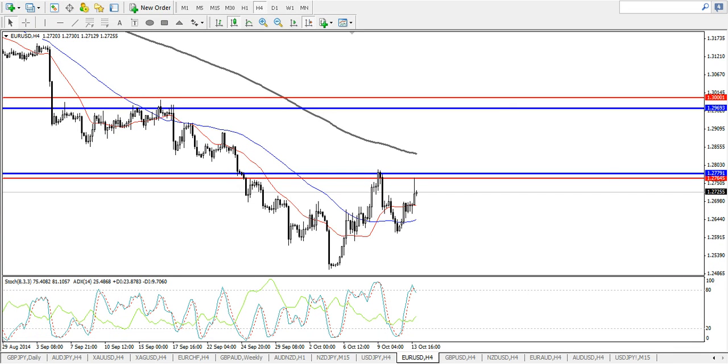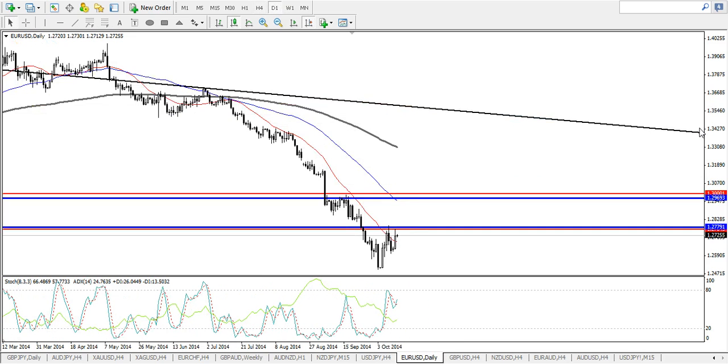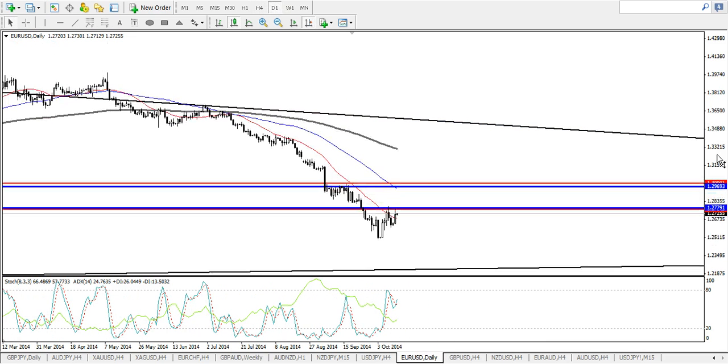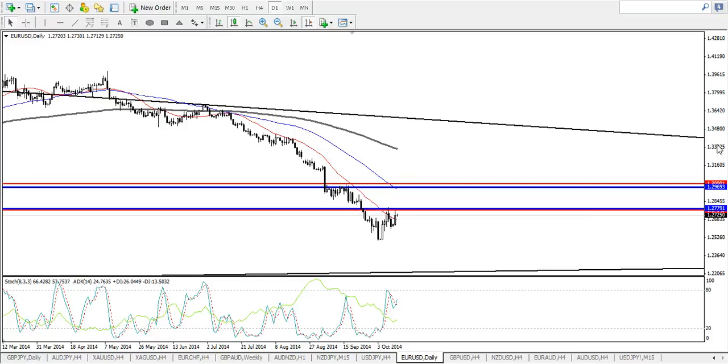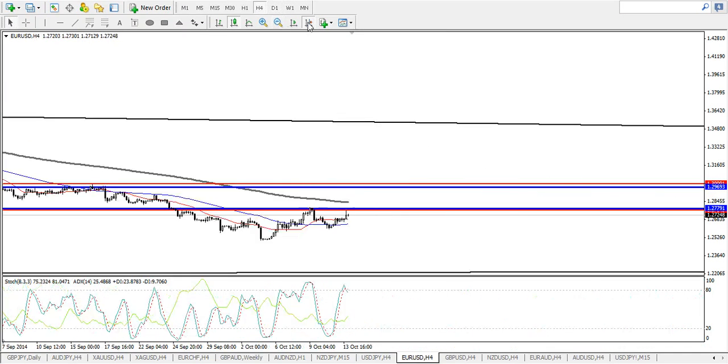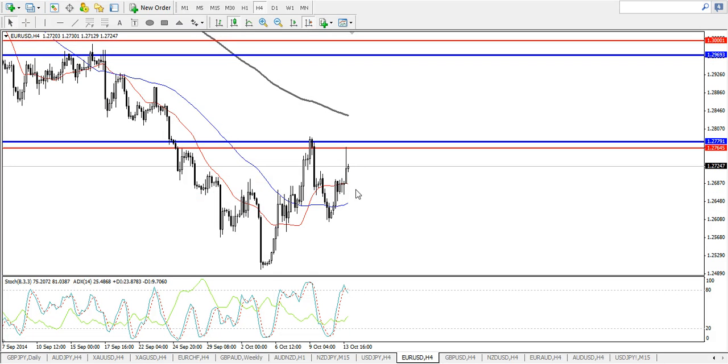And of course, if it breaks lower below the 1.2500 level, it's a lot more way down, and I will not touch on that until I see price fall all the way back to the previous low at 1.2500.